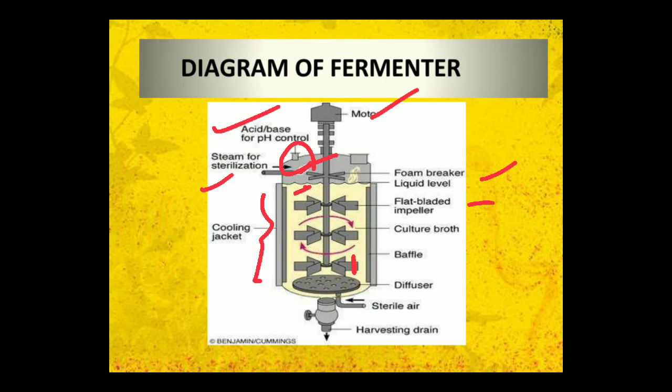There are baffles attached to the wall. This is the diffuser. This is the sterile air inlet and this is the harvesting or drain. From here we get the product. And this is the cooling jacket. The outside layer is the jacket for cooling the whole process.